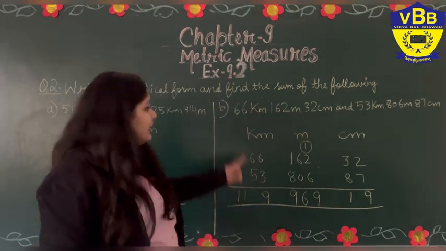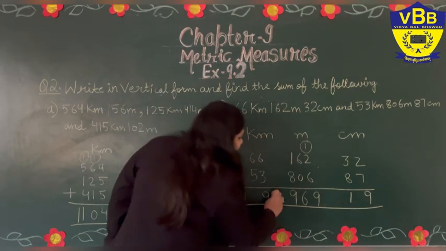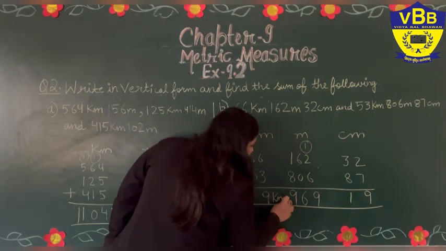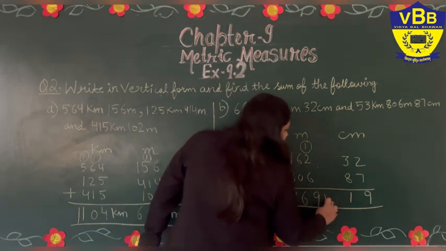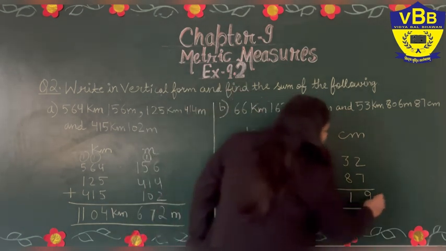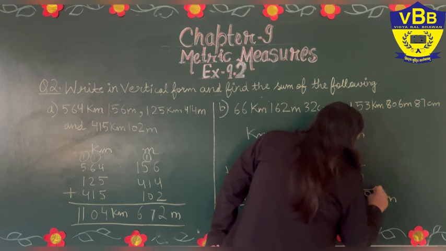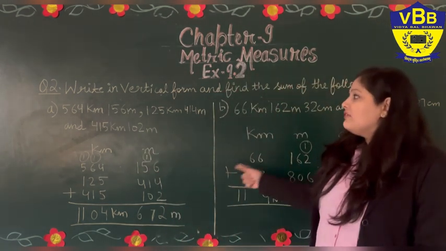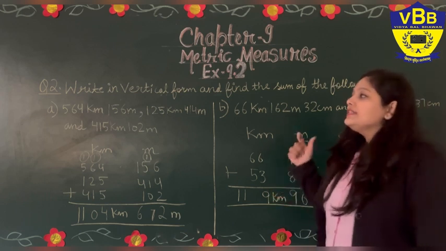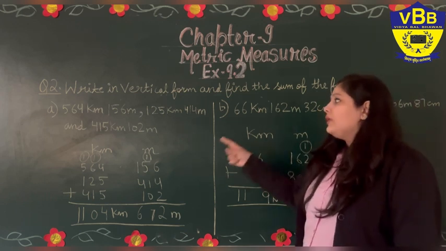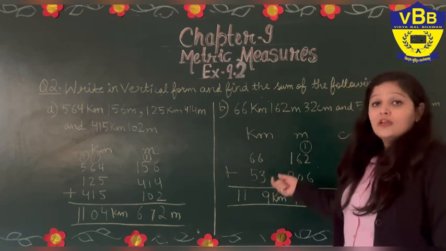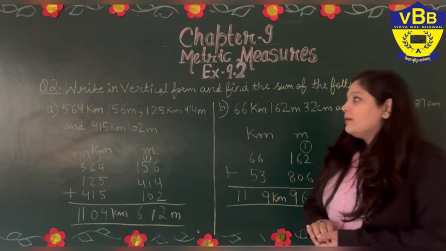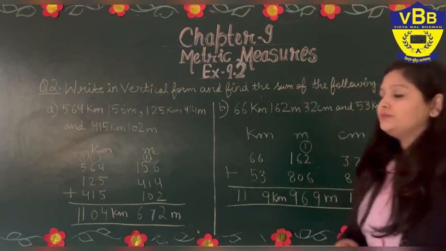Now we will write the terms. 119 kilometer, 969 meter and 19 centimeter. So this is the way we write in the vertical form, then we will add. As you can see, I have done two parts for you. A and B part I have done. So C part will be your homework. Please write it down in your notebook.